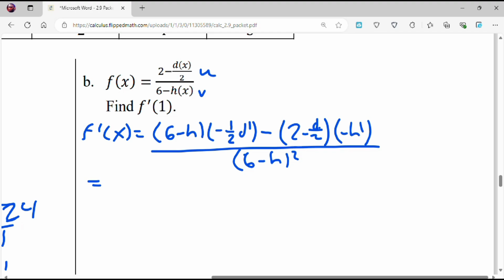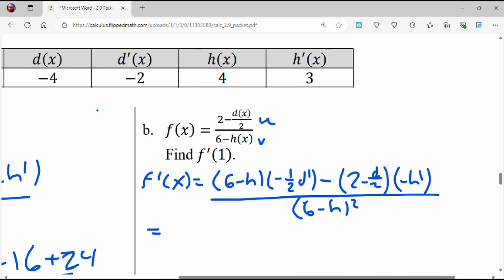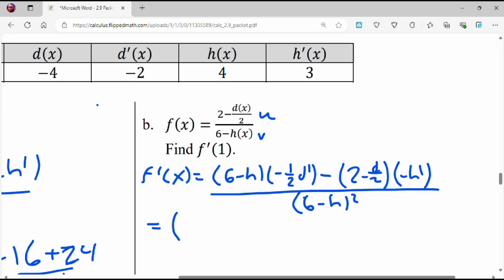Okay, so now we can plug in. So 6 minus h, h is 4, so 6 minus 4 is 2. Negative 1 half d prime. d prime is negative 2. Negative 1 half times negative 2 is going to be 1. Okay, good so far. Minus 2 minus d over 2. d is negative 4, so 2 minus negative 4 over 2, which is 2 plus 4 over 2, which is 2 plus 2, which is 4.